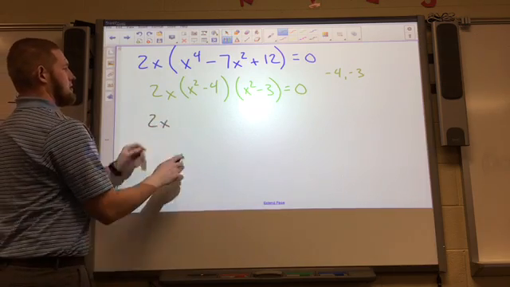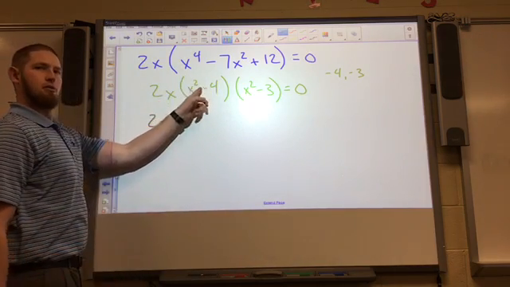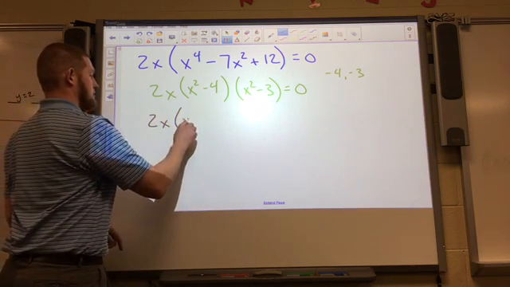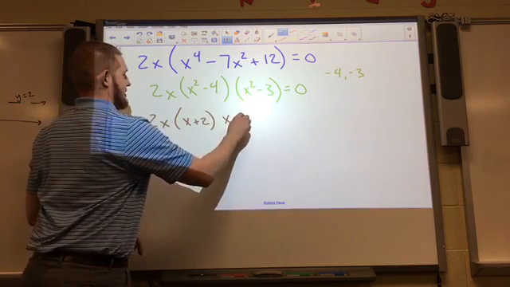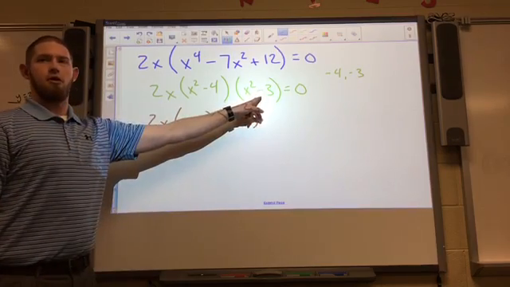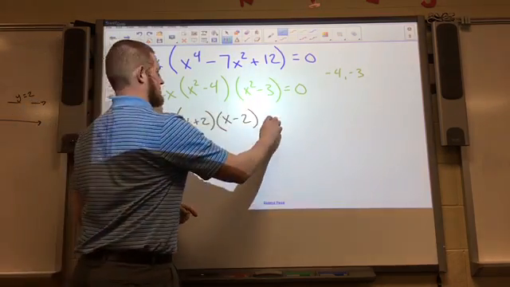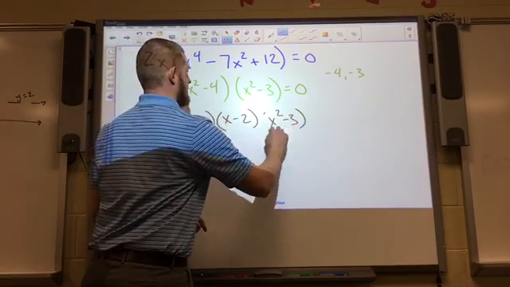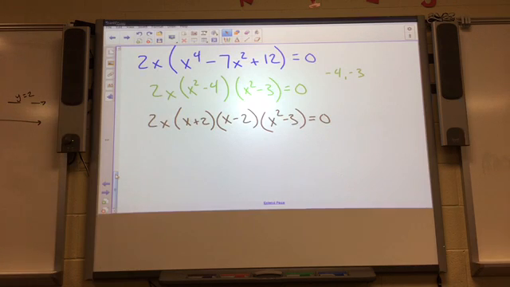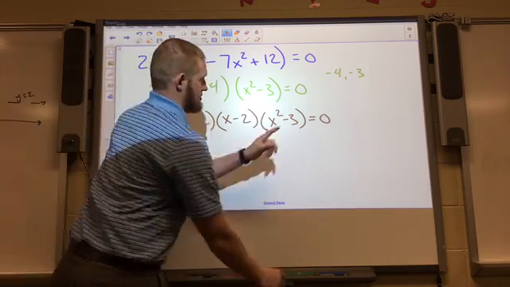So I have 2x. What does this factor to? Close. x plus 2. That's what you wrote down? Okay. Is this a difference of two squares? No, because 3 is not a perfect square. So I just have x squared minus 3. Now, to figure out what x is, you've got to set each one of those equal to 0.